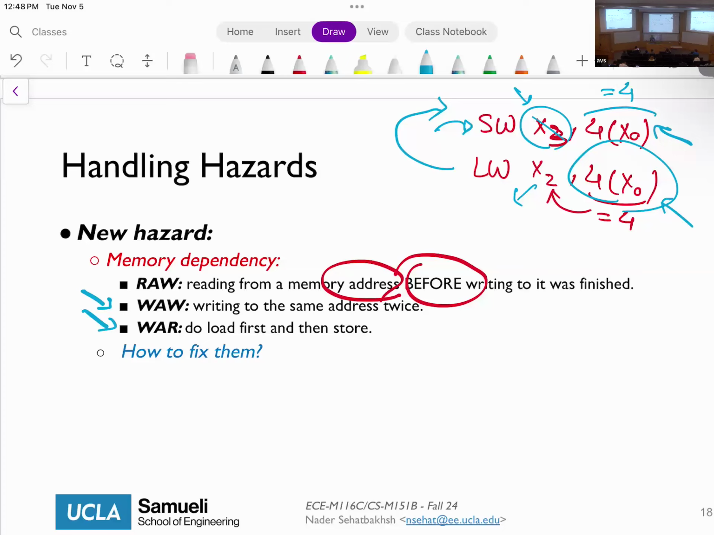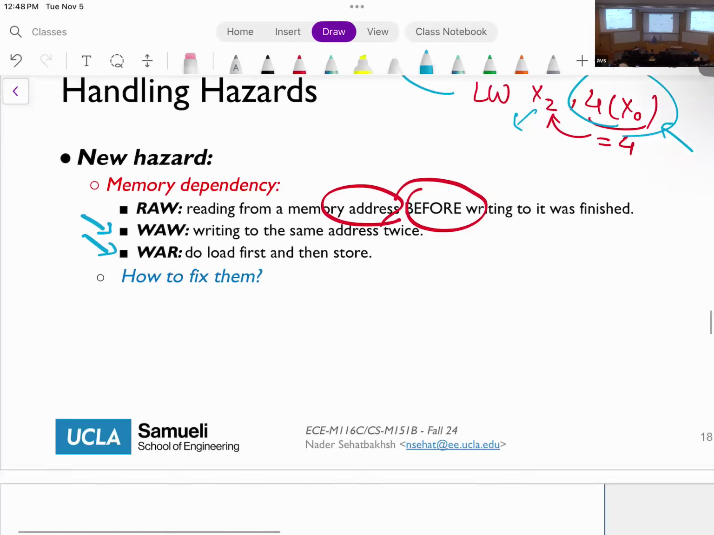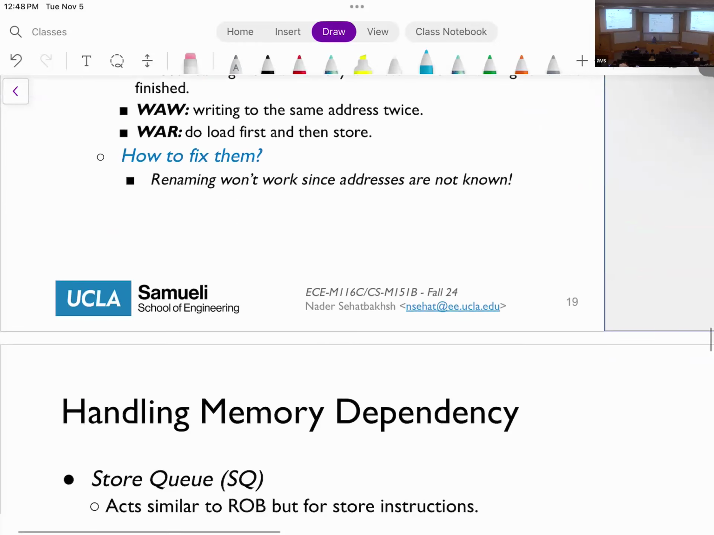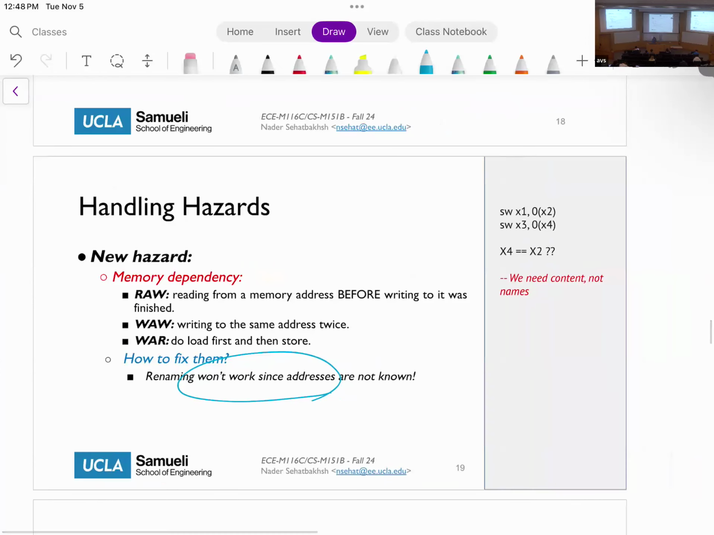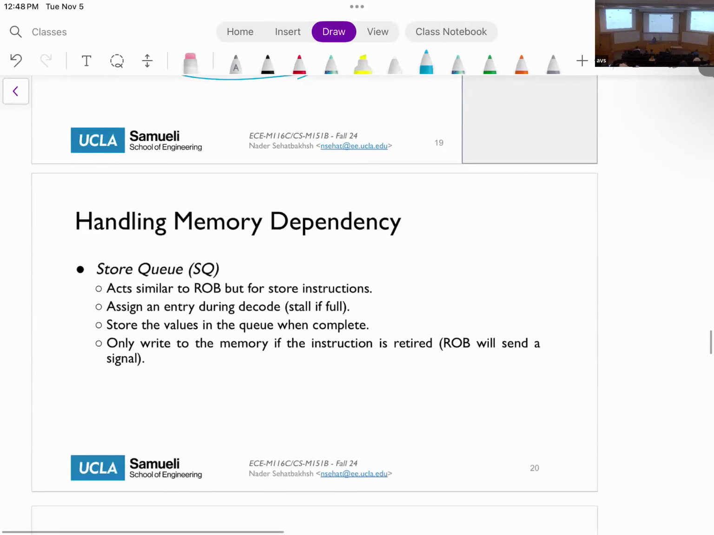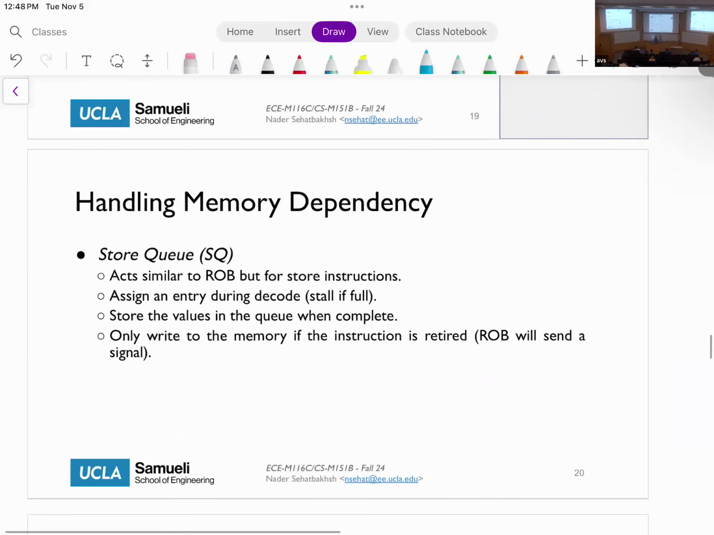So I need to keep track of the order of memory operations, and we need to make sure that this order is maintained, okay? How do we fix that? As I said, renaming is not going to work, so keep that in mind. We're going to use what we call store queues, okay? Store queues, as I'm going to show you in the next slide, are usually combined with loads as well. So load store queues, LS queues, help you maintain the order of instructions that are written to the memory, okay?